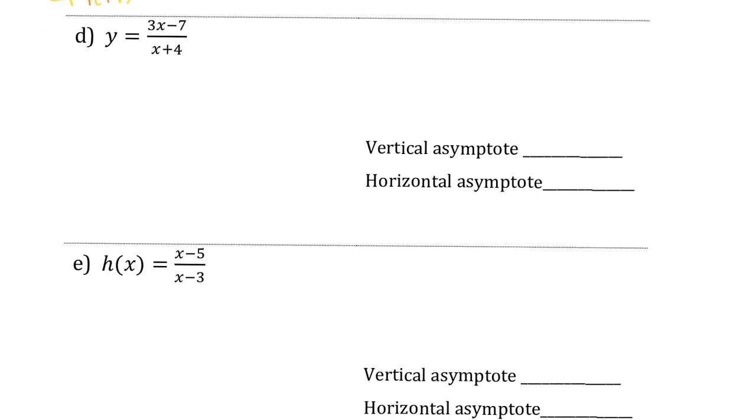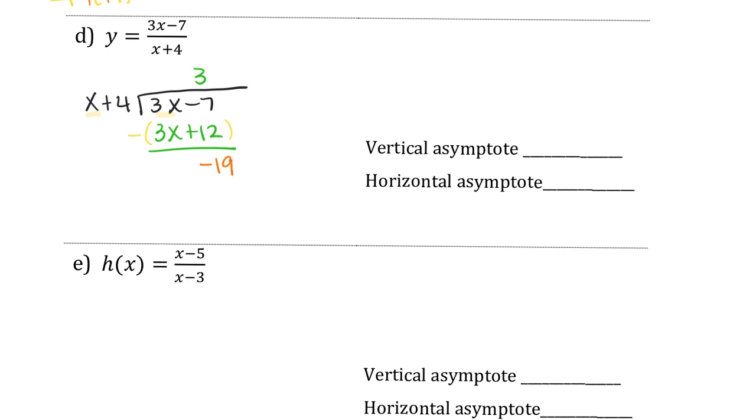Okay, let's do a couple more. 3x minus 7 divided by x plus 4. First term, 3x and x. So if I times x by 3, I get 3x. 3 times x, 3x. 3 times 4, 12. And then just make sure you're subtracting down. 3x minus 3x is 0. Negative 7 minus 12, negative 19.